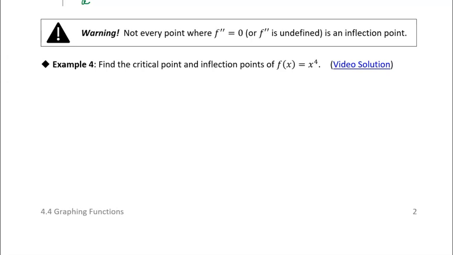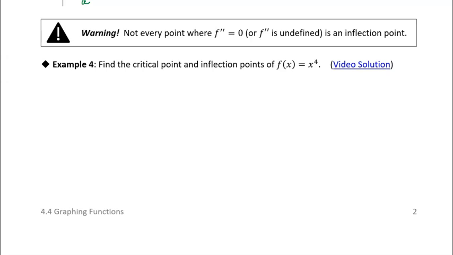All right. So the temptation is, when you find a point where the second derivative is 0, the temptation is just to say, okay, that's the inflection point, we're done. But that's not always the case, right? Just because the second derivative is 0 doesn't mean that you have an inflection point there. And so let's take a look at this next example to demonstrate that.